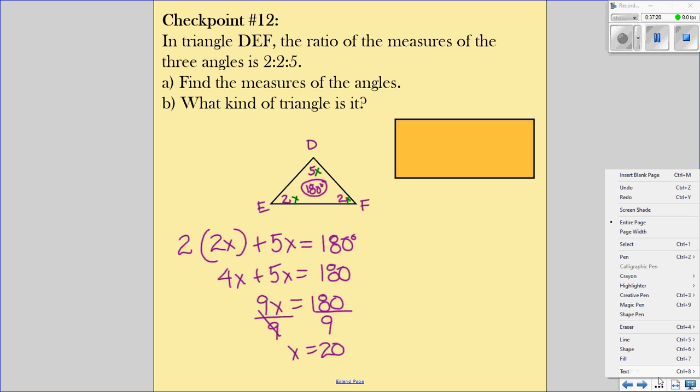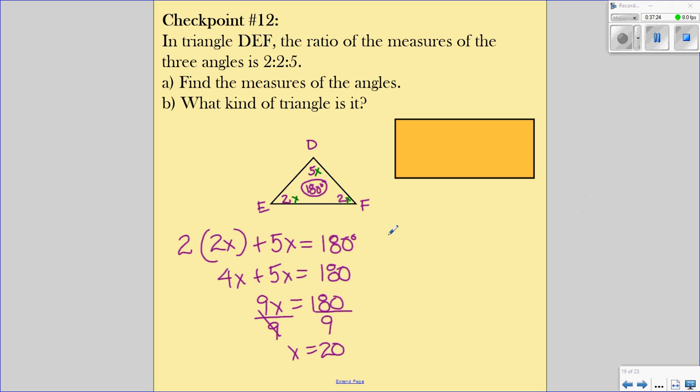Alright, now I still need to continue because I have to find the measure of the angles. So 2x, 2 times 20, that'll be 40, and then 5 times 20 is 100. So that means this is going to be 100, this is going to be 40, and this is going to be 40. So when we add them all up, it's going to be 180.